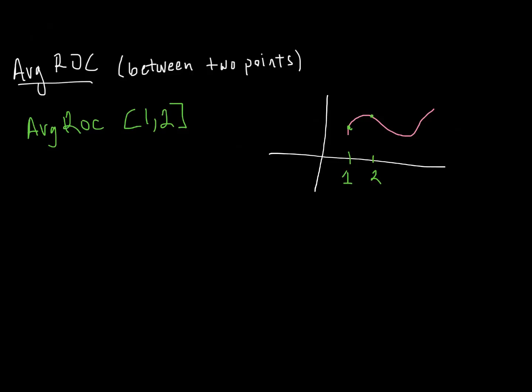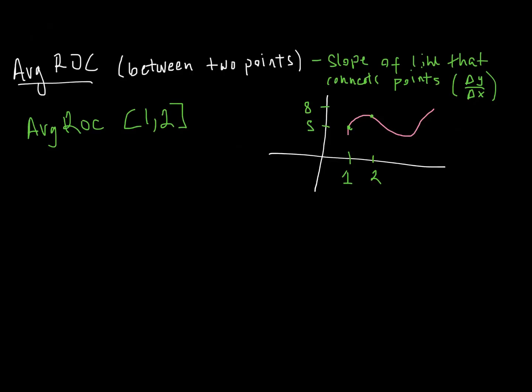Remember, the average rate of change between any 2 points is just the slope of the line that connects the points. And that is, of course, the change in the y value over the change in the x value. So here between 1 and 2, let's just say that this happens to be a value of 5 and this happens to be a value of 8.